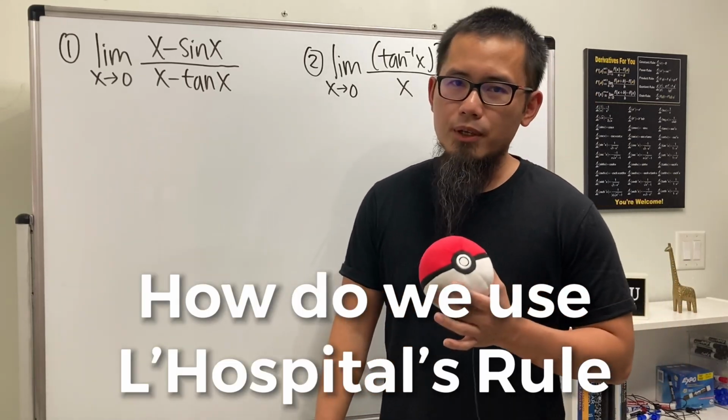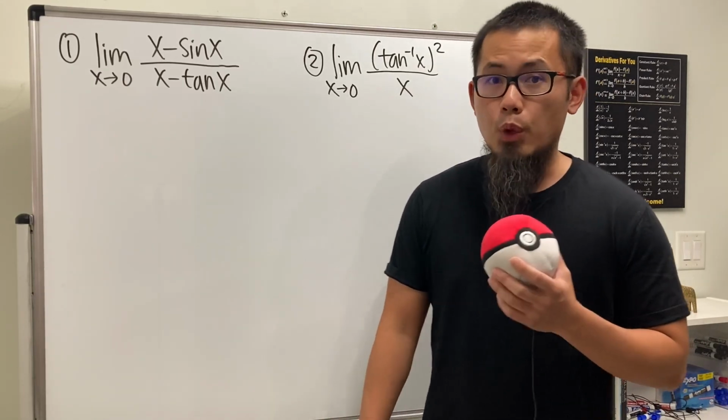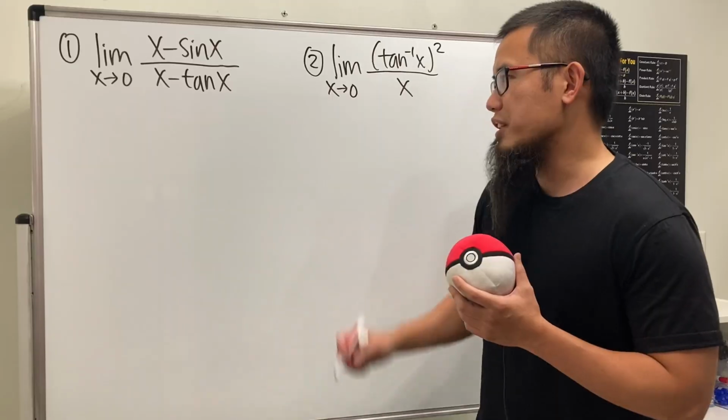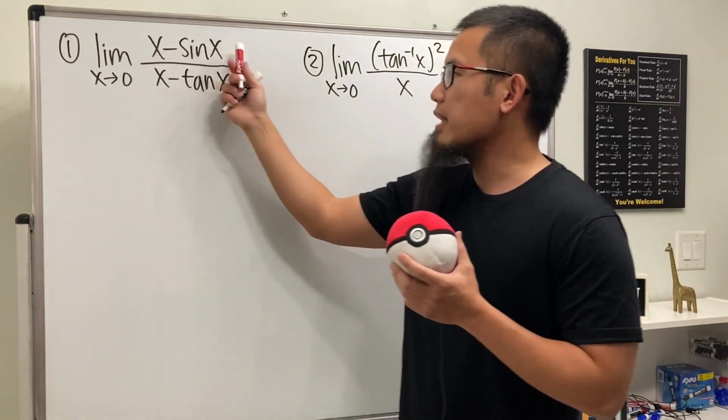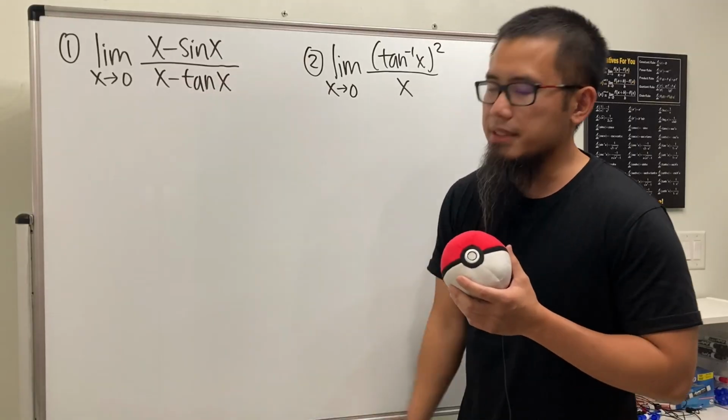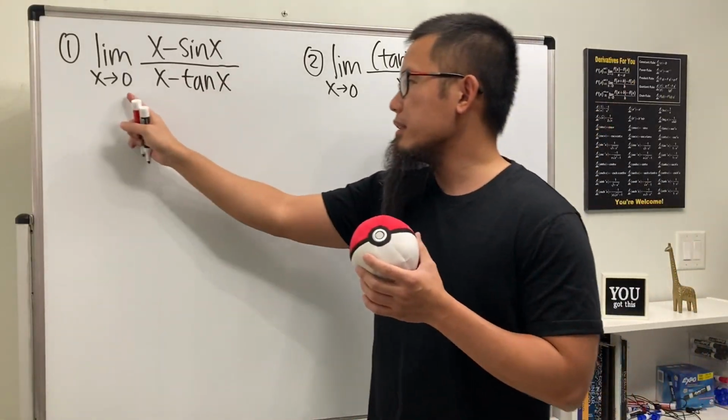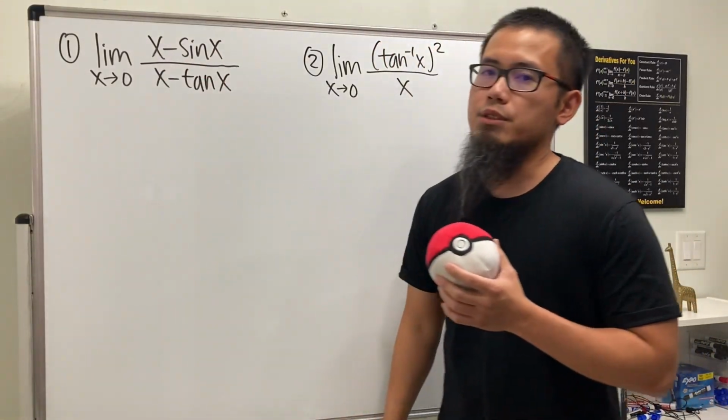How do we use L'Hopital's rule to evaluate limits? In this video, I will give you guys 14 examples, so check this out. For the first one, we have the limit as x approaching 0 of x minus sin x over x minus tangent x. And we shall always plug in this number into all the x's first to see what happens.